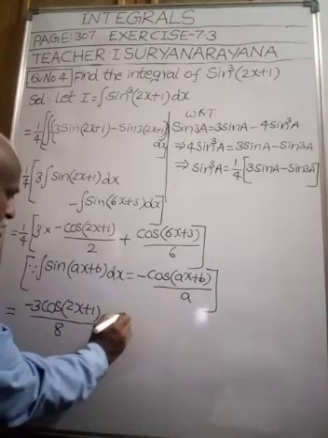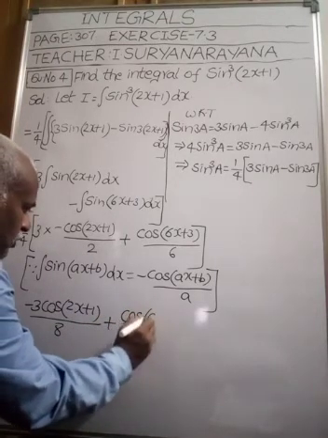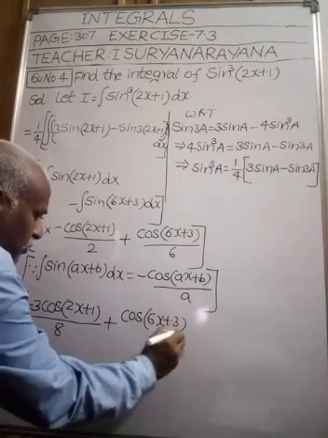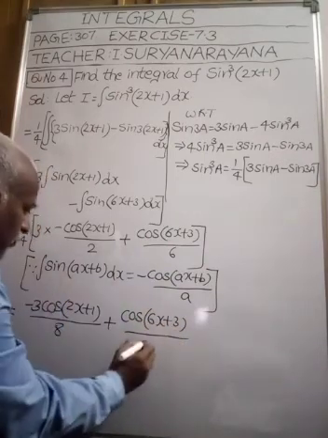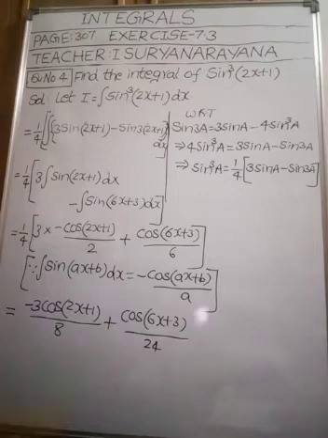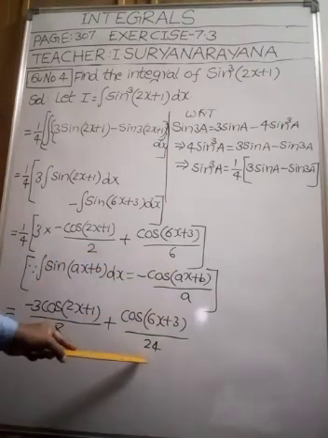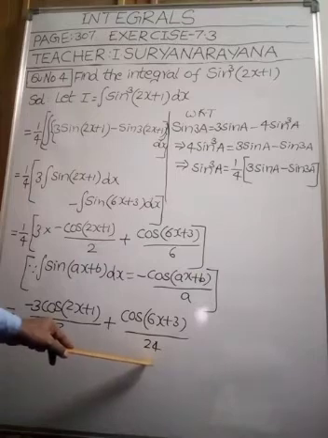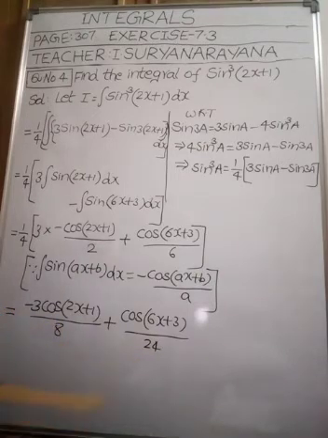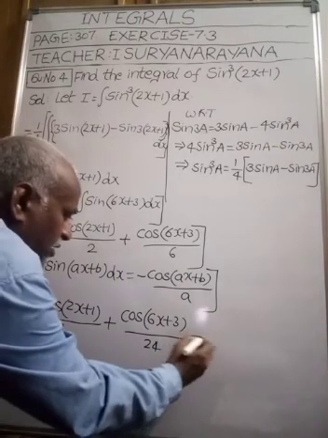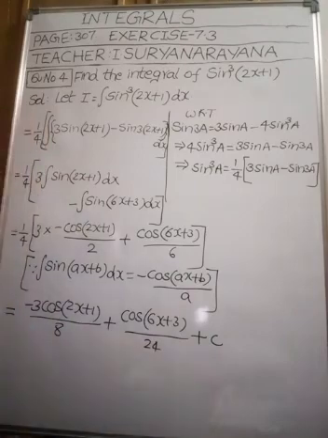plus cos of 6x plus 3, whole divided by 4 into 6, that is 24. This is the last step. We have simplified the terms also, my dear children. Understood this step? Right. This is the last and final step. So at the last and final step, what will you do? Yes, we have to add the constant of integration. Understood, my dear children? Right.